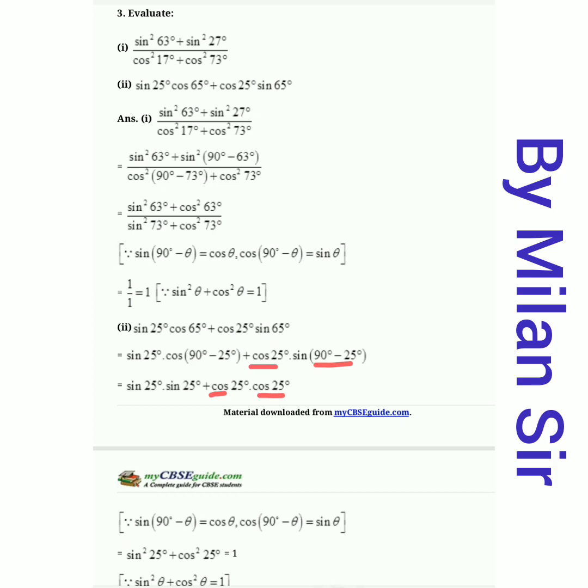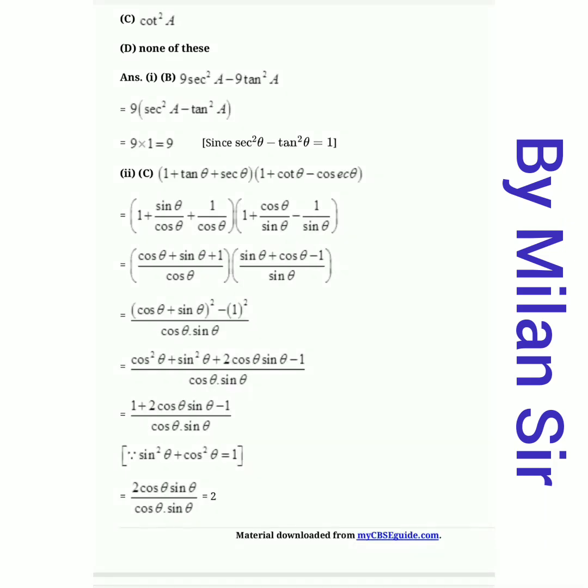Okay, now in the first term sin 25 into sin 25, so I can write sin square 25. In the second term cos 25 into cos 25, cos square 25. Now here is the form of sin square theta plus cos square theta, because angle theta is equal to 25. Right, so sin square theta plus cos square theta. So my answer is 1. Right, done. Question number 4.